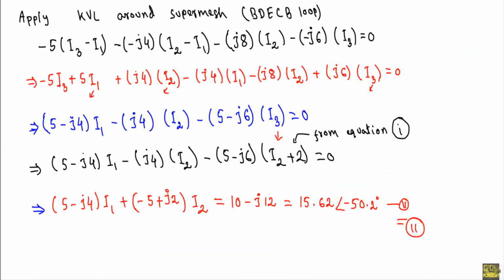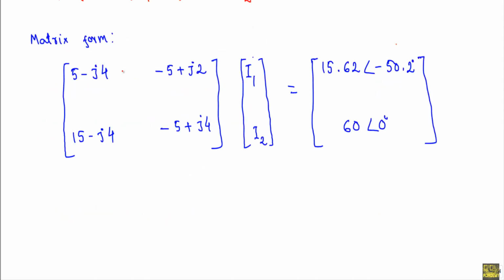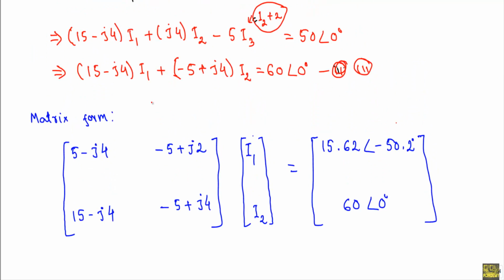This is equation number 2, where the coefficient of I1 is 5 minus J4. The coefficient of I2 is minus 5 plus J2. If I write down the equation in matrix form, I will get 5 minus J4 and minus 5 plus J2, with I1, I2. In the right side, I will get 15.62, phase angle minus 50.2 degree. From equation number 3, I will get 15 minus J4 and minus 5 plus J4, with I1, I2. Here I will get 60, phase angle 0 degree. So these are the equations in matrix form.